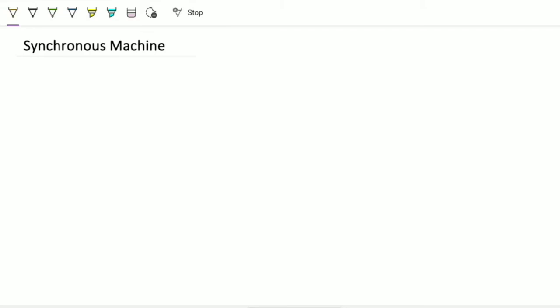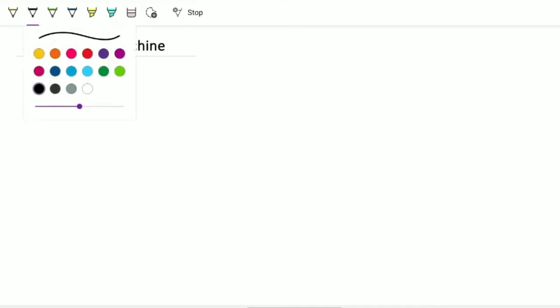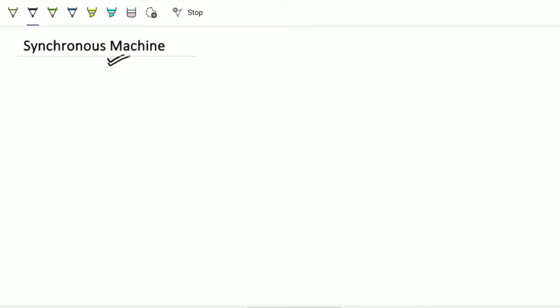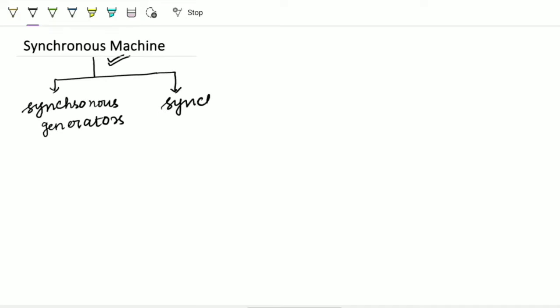In this session, we'll be learning about synchronous machines. Synchronous machines are of two types: synchronous generators and synchronous motors.